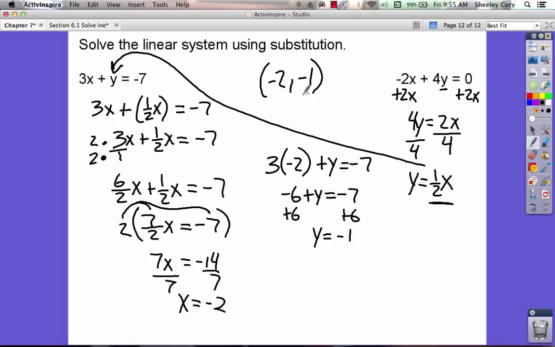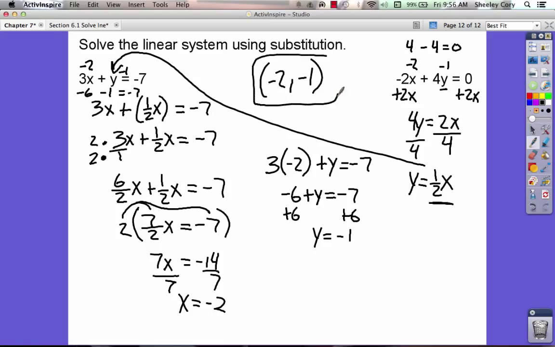We just have to check to make sure that this is true. Let's check this equation first. Negative 2 goes in there, and negative 1 comes in here. So negative 2 times 3 is negative 6. Negative 1 in for y, so it's negative 6 minus 1, which is negative 7. That works. Let's plug negative 2 in here. Negative 1 here. Negative 2 times negative 2 is a positive 4. 4 times a negative 1 is a negative 4, which 4 minus 4 we know equals 0. So this is our solution.